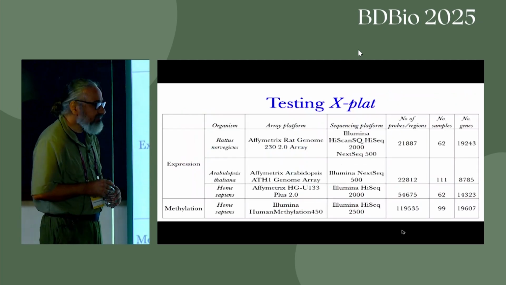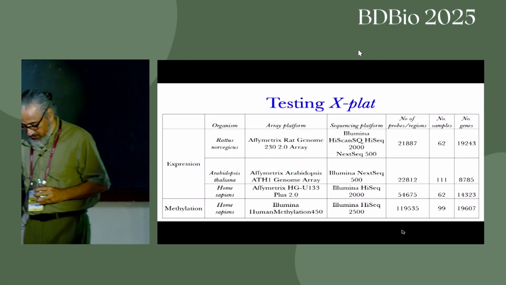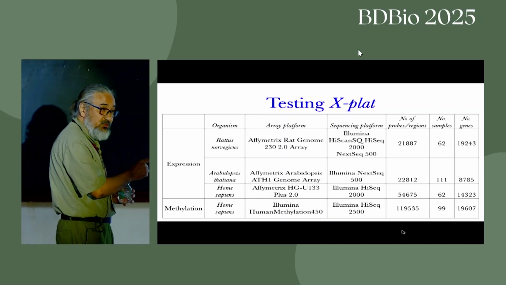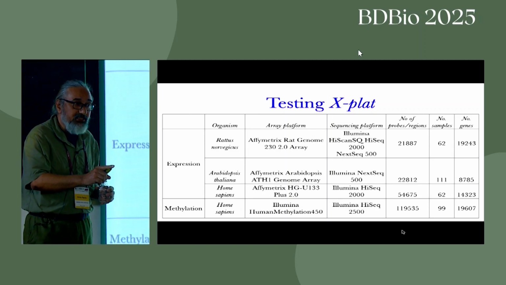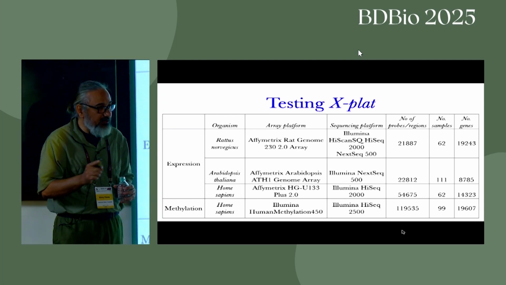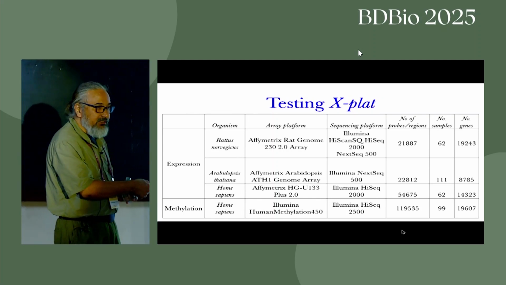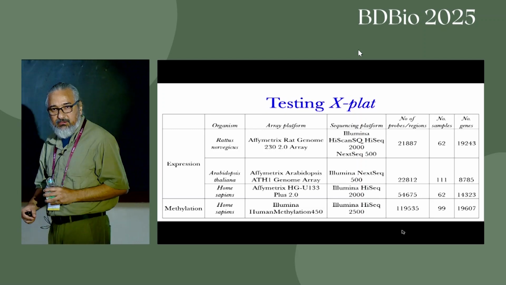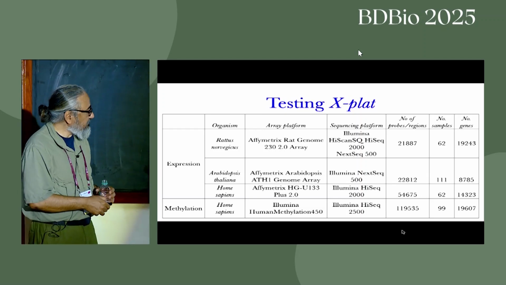Okay. This is the data for the ground truth. All of this data, as I told you, the identical sample has been used to generate array and sequencing. So we can compare to one another. I'm not going to read the detail. As you can see, the exact array platform and the sequencing platform that we used to generate the data.